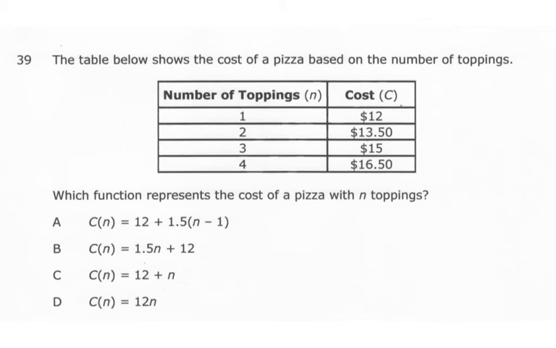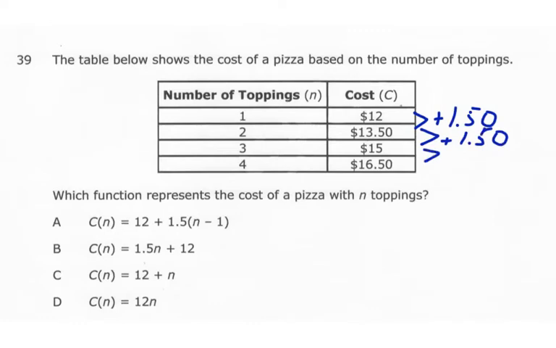Alright, number 39. It says the table below shows the cost of a pizza based on the number of toppings. And they give us the table, and it says which function represents the cost of a pizza with n toppings. Well, I'm looking at this, and right away I see that these are increasing by $1.50. So each topping that I add on is going to give me an extra $1.50 to my price of the pizza.